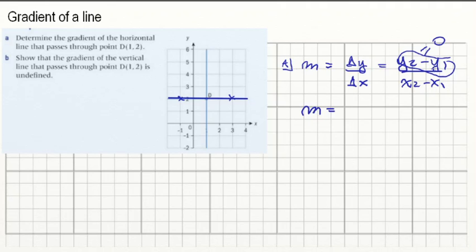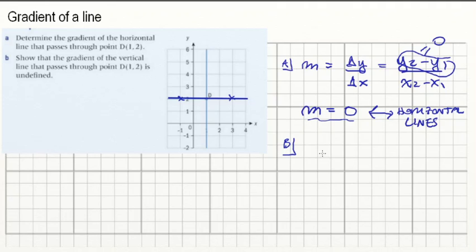So what happens is, since this is always 0, this will be 0 divided by some number. So this will be 0 for any points that we pick. So the gradient of that line is 0. And again, if you have a gradient of 0, it means that it's a horizontal line. And also, a horizontal line cannot have a gradient different than 0.